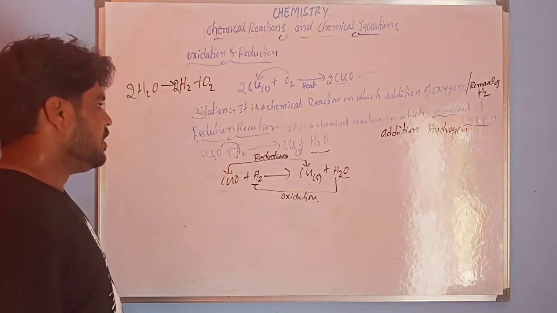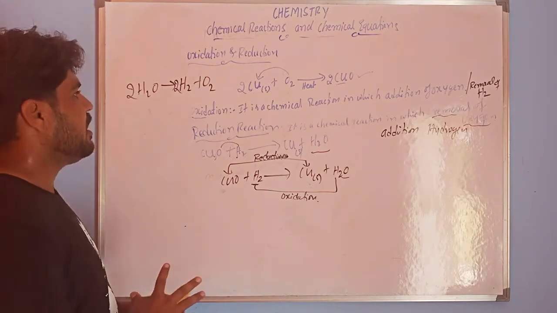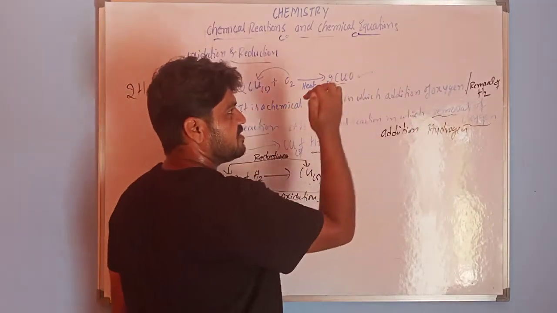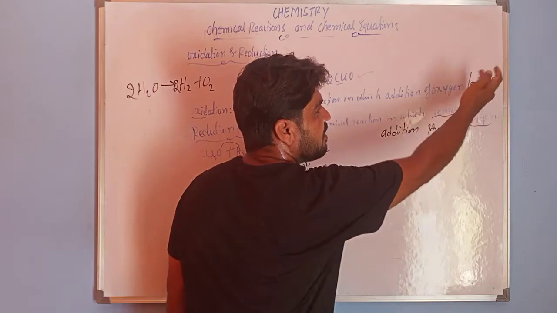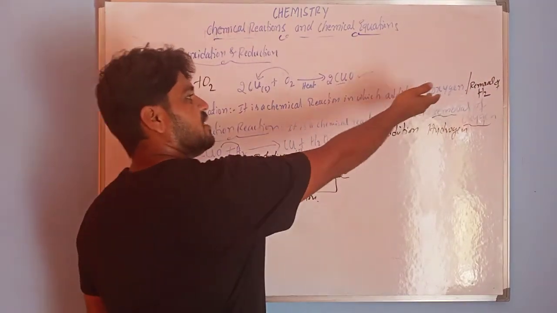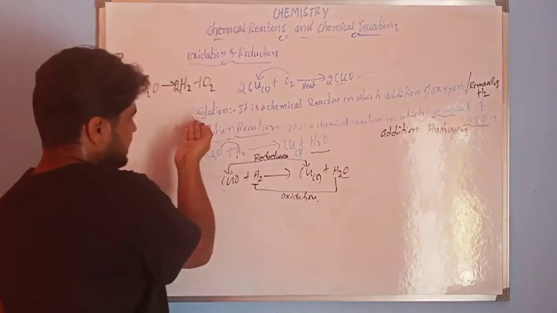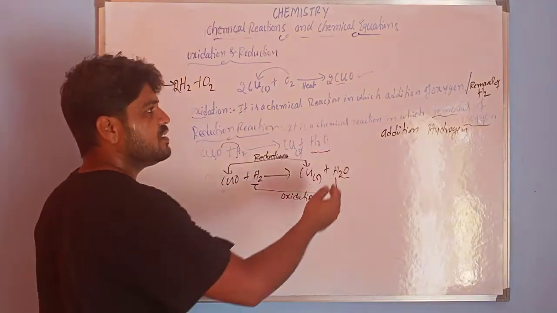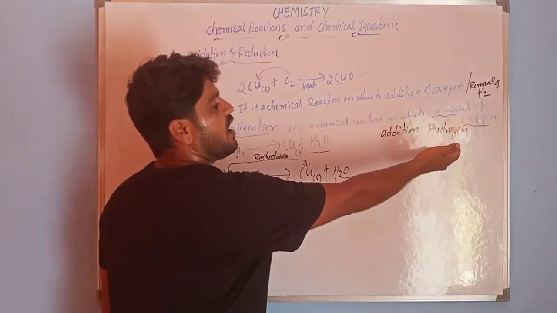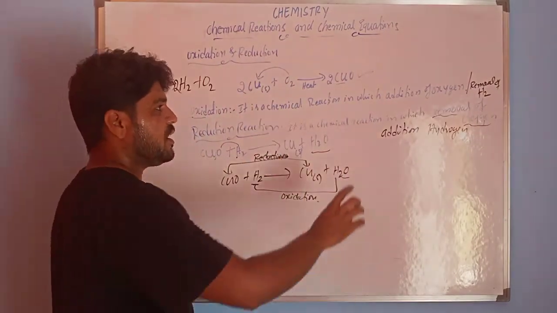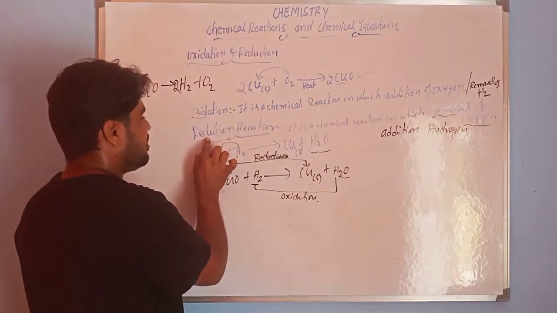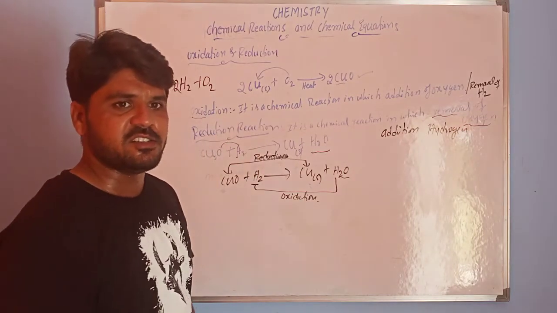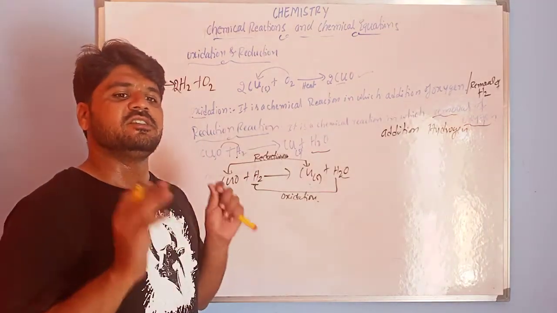So mainly you have to remember two things. Oxidation means addition of oxygen, and the opposite, removal of hydrogen. Addition of oxygen and removal of hydrogen we call oxidation. The next thing is reduction reactions. Reduction means removal of oxygen and addition of hydrogen. This is what oxidation and reduction reactions are.